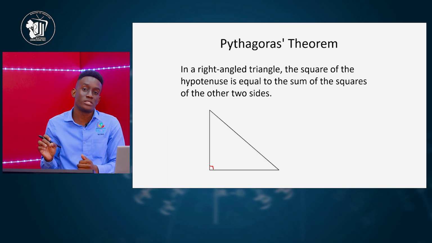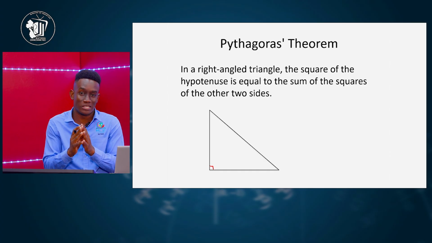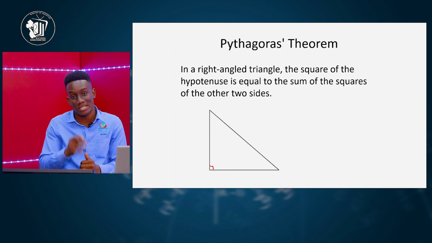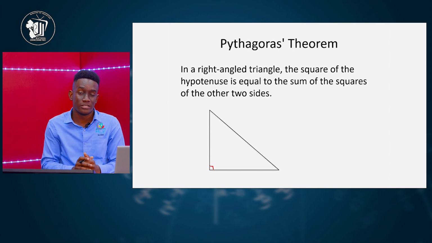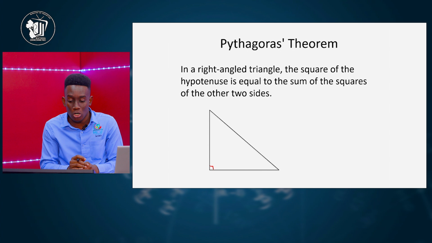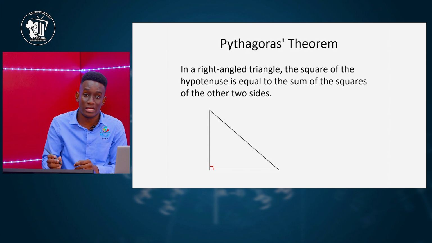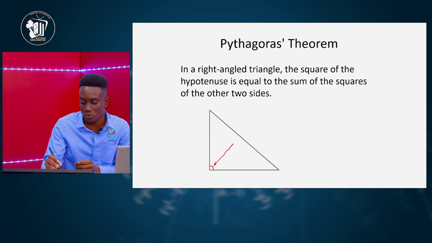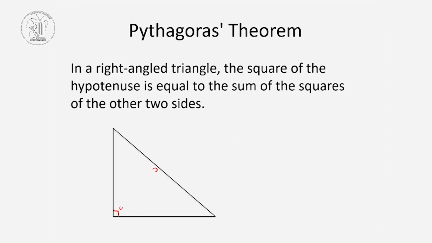Now the hypotenuse, that is just a big word to represent the longest side in the triangle. So this theorem basically says the square of the longest side is equal to the sum of the squares of the two remaining sides. Now how do we identify the hypotenuse? The hypotenuse is always the side that is opposite where the 90 degrees, or the right angle, is. So if the right angle is here, the hypotenuse will be the side opposite that, which is there. So the hypotenuse in this case would be this side.